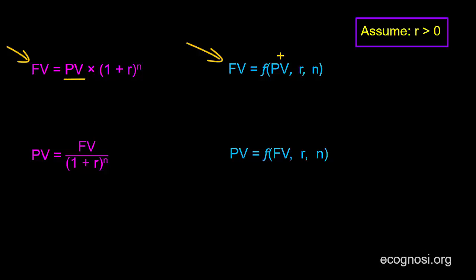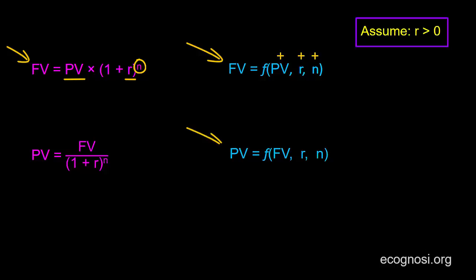The future value is also a positive function of the interest rate R and N. Again, all else equal, the higher the interest rate R, the higher the future value is going to be. And lastly, all else equal, the higher N is, the higher the future value. In other words, the further away in the future I move, the more the future value will grow. It makes sense, as the exponent over here is going to be higher.